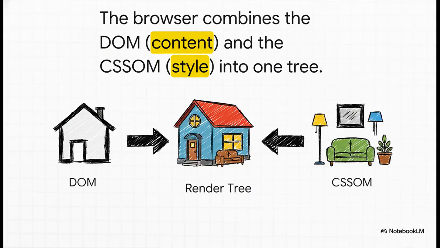Next up, the render tree. This is where the browser starts putting it all together. It takes that content blueprint, the DOM, and merges it with the style blueprint, the CSSOM. It's that magic moment where the structure of the page finally meets the cool design choices.